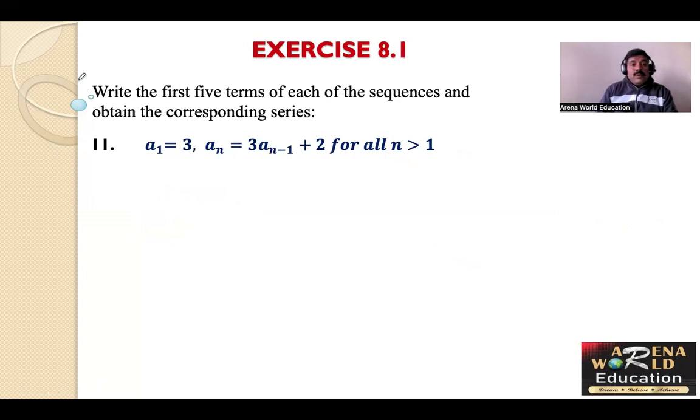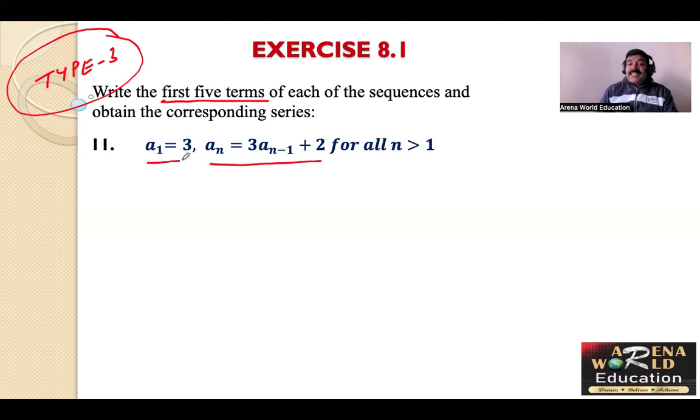So guys, this will be type 3 questions. Why are these type 3 questions? Because look at this one. Here we had discussed type 1, where we were finding the first 5 terms of the sequence. Here the sequence is given, but the first term is also given, right? So you have to find 5 terms where the first term is given and you have to find n greater than 1, meaning you will start with A2, right?